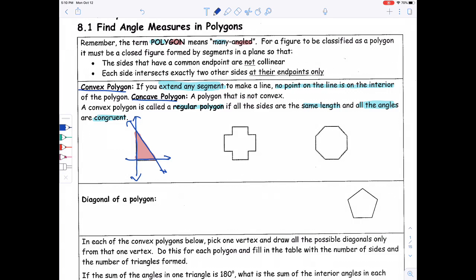But if I look at this shape, this plus sign here, this cross, some of the sides are fine, right? If I extend that one, that looks good. But let's say I wanted to extend this right here. If I extend that, you can see that it actually intersects with the interior of the polygon, this part here, which is not good, meaning that it becomes a concave polygon. So this is concave. This is convex.